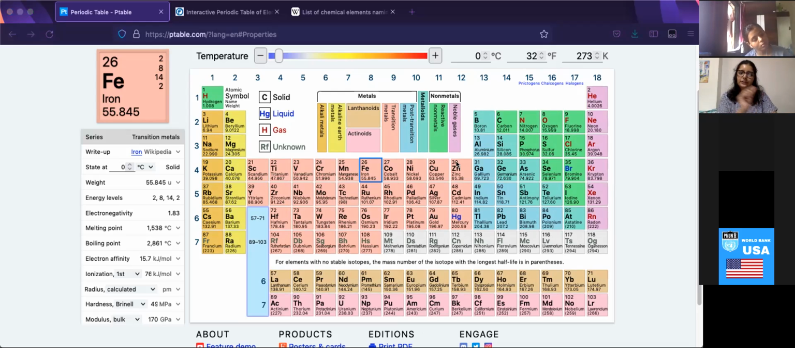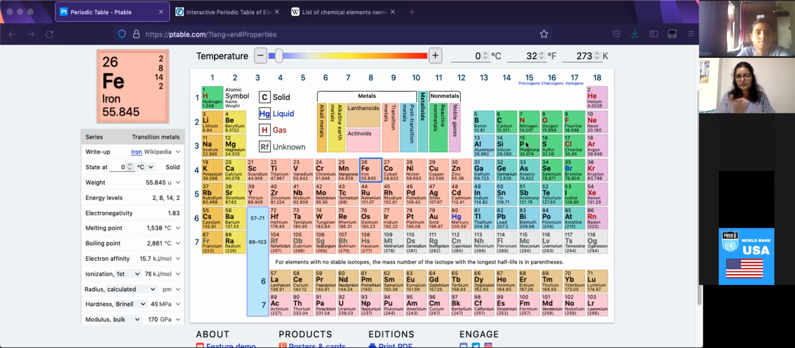So as the nuclear charge increases, what do you think will happen to the ionization enthalpy? Does it increase or decrease? It would increase. It would increase because if the nuclear charge is increasing, the hold of the nucleus is increasing, meaning it's difficult to take that electron away. So your ionization enthalpy also increases. The third we are talking about is penetration effect.